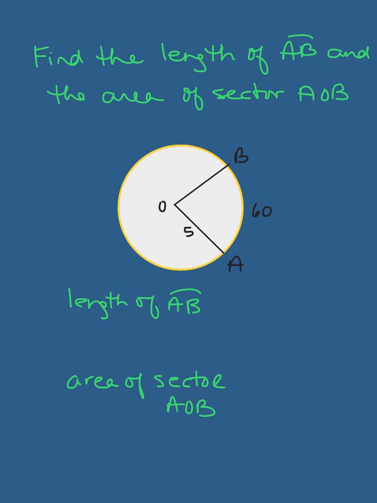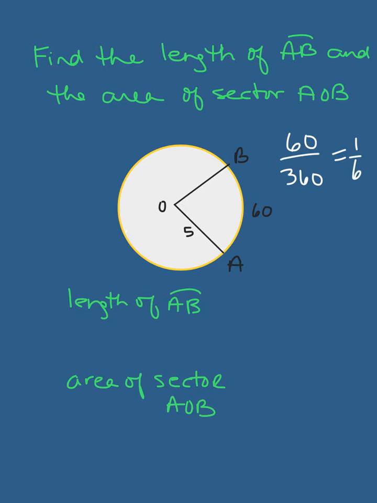Our directions say find the length of arc AB and the area of sector AOB. So the first thing I like to do is first figure out what percentage of this circle I'm talking about, what fraction. Because I know that the whole circle is 360, I know I have 60 over 360. So when I simplify that, I'm talking about 1/6 of the circle. So I'll use that 1/6 both when I'm trying to find the length of arc AB and when I'm trying to find the area of sector AOB.